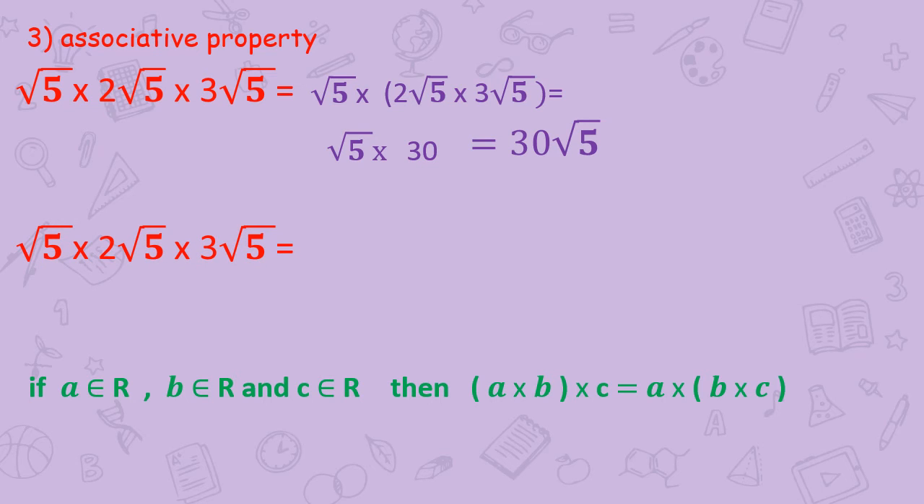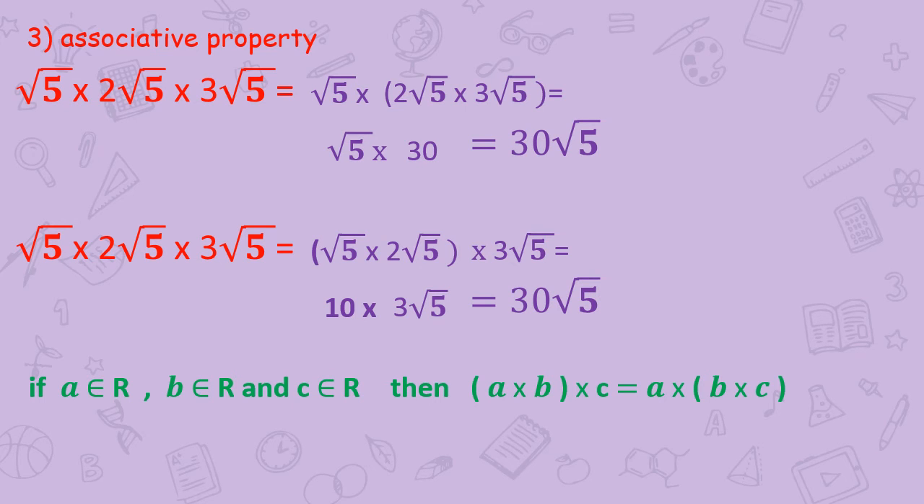The same example, if we start by multiplying the first two numbers at first: root 5 times 2 root 5 together at first. Root 5 times 2 root 5 equals 10. 10 times 3 root 5 equals 30 root 5. The same answer.